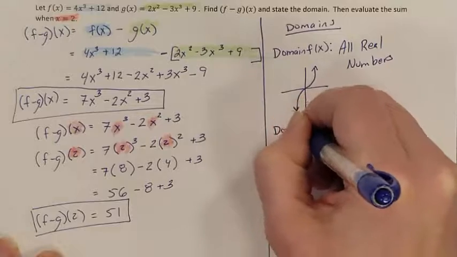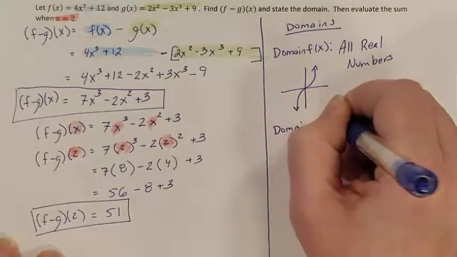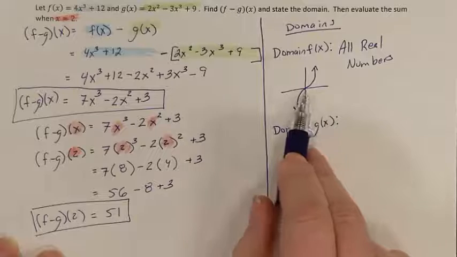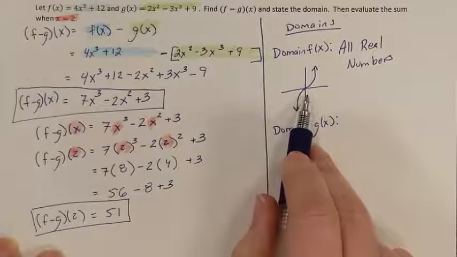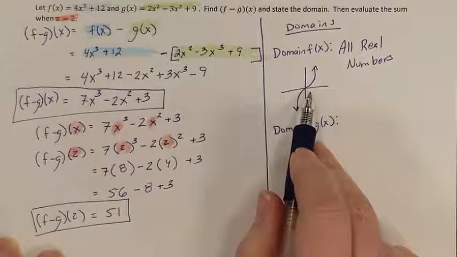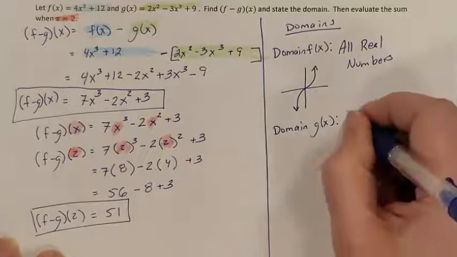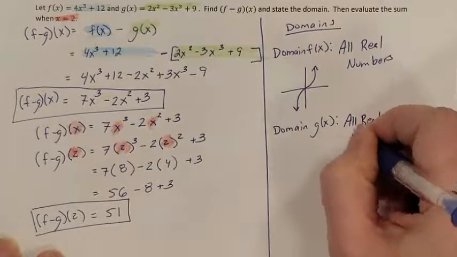Looking at the domain of g of x. It is also a cubic, which is the same as this. No matter how far up or down, left or right, you take this function, it's still always to the left and always to the right. So its domain is also going to be all real numbers.